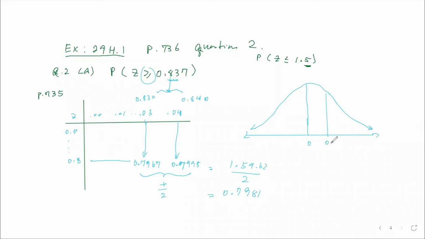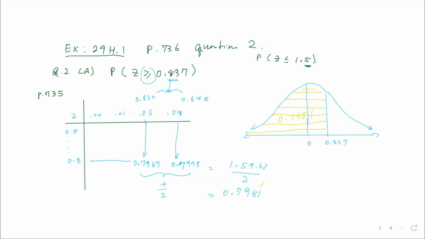So this one is going to be 0.837. Because we read the answer from the left end area, because this one is greater than. So the shaded area for this answer 0.837 is going to be from the left end here. Draw up to here. That's the C score, right? This is the C score. This one is equal to the area of this one, 0.7981.